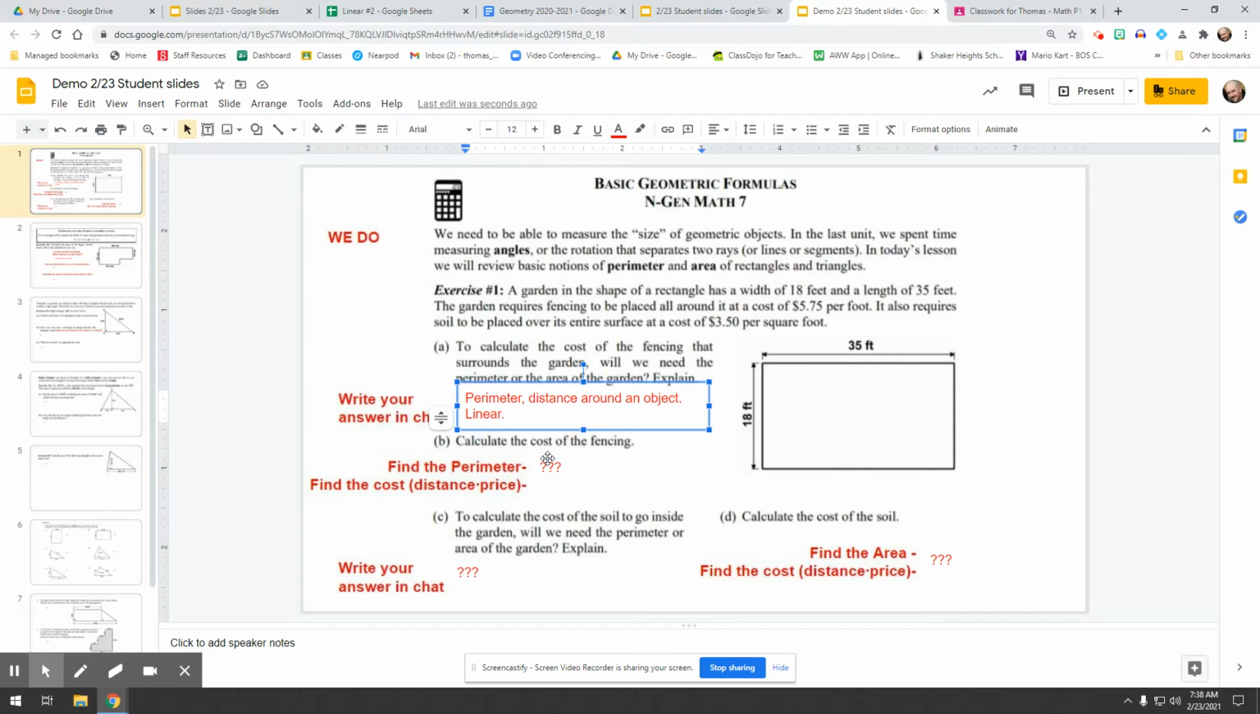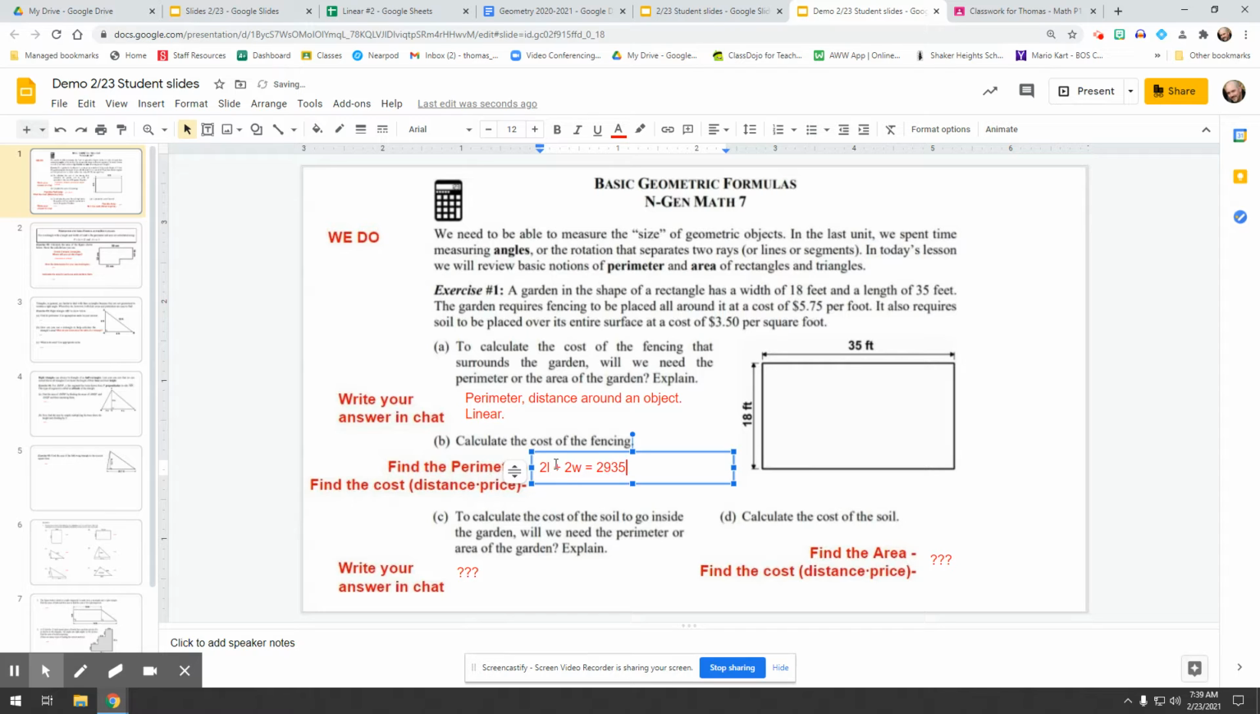Next, we have to calculate the cost of the fencing. So to find the cost of the fencing, we have to find the perimeter. So first, what would the perimeter be? How are you going to find it? Take a second to calculate your perimeter. Good. Okay, so hopefully you remembered that for perimeter, you have to take 2 of the lengths and 2 of the widths and add those together. A rectangle has 4 sides, and you have to add up all the sides.